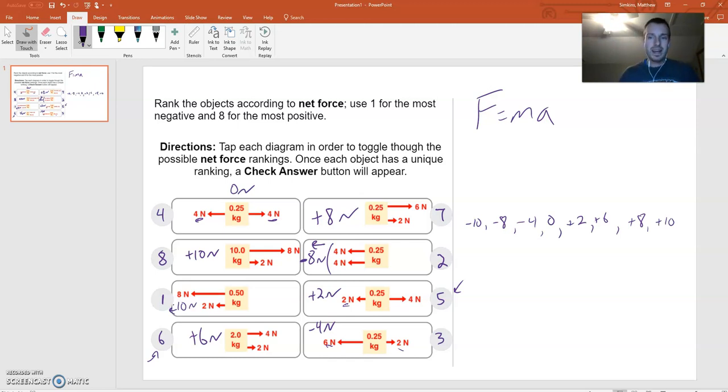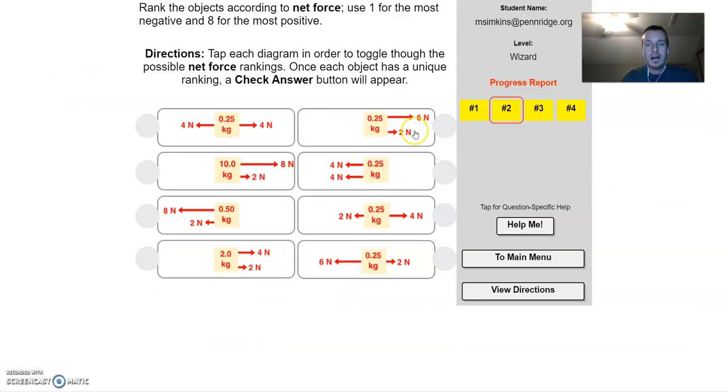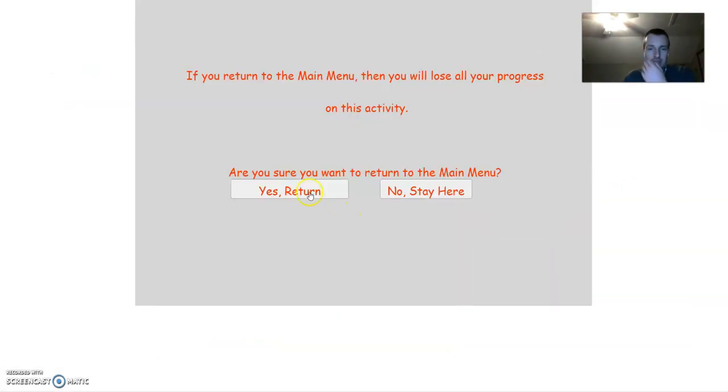If they're the same direction, they're going to add up. And that's it. So if you can do a wizard level one with 8 of them to rank them, you should be good to go. So let's go back to the main menu.